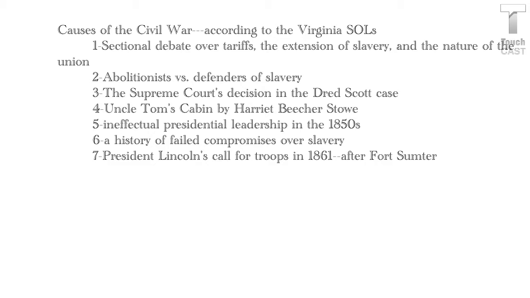Okay. Four would be the book Uncle Tom's Cabin by Harriet Beecher Stowe. Five, we have ineffectual presidential leadership throughout the 1850s. The failed compromises is number 6. We have the 3/5 compromise, the Compromise of 1820, also known as the Missouri Compromise, and the Compromise of 1850.